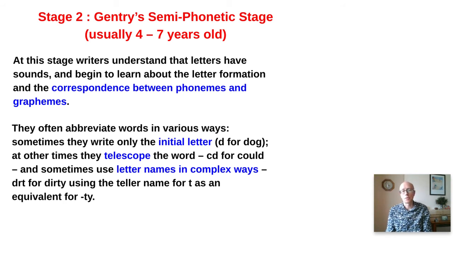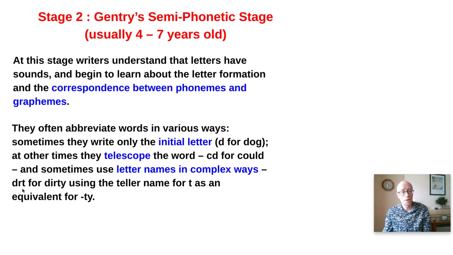So sometimes, let's say the child is trying to spell the word dog, it may be just a D. So it might be just the initial letter that the child puts. At other times, they what's called telescope the word. So could, for example, is spelled as C and a D. So the initial letter and the terminal letter, that's all there is. That's called telescoping. And sometimes the child might use letter names in quite complex ways.